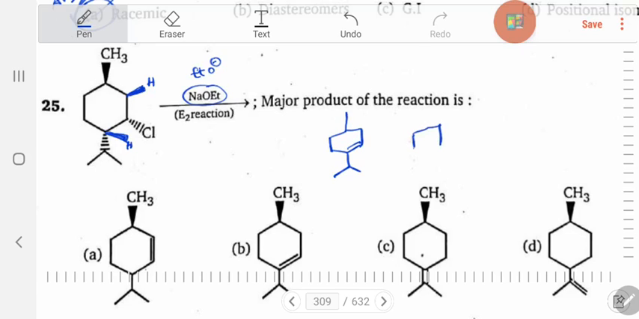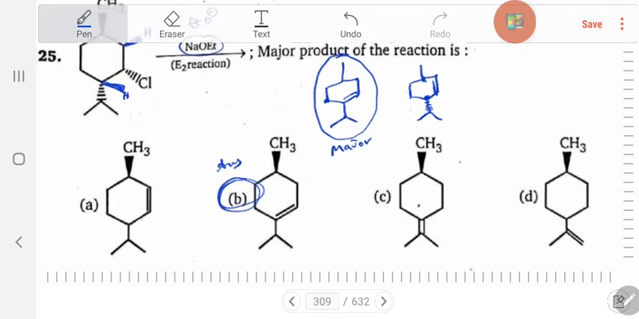Another possibility is you may get a double bond here. Which is the major product? Here this is the more substituted alkene. So because of more substituted, this will be the major product, because here there is only one hydrogen, only two hydrogens in hyperconjugation. Here there are 5 hydrogens in hyperconjugation. So structure 1 is more stable. So this is the major product. So the major product obtained will be option B. So this is the correct answer.